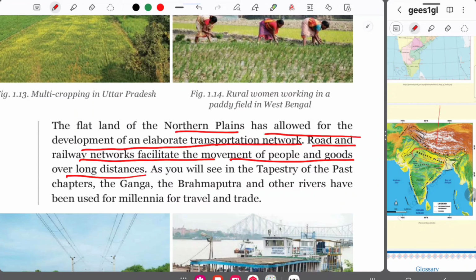So with the help of road and railway networks, there is easy movement of people. Not only movement of people, but movement of goods from one place to another place, that is what we call trading, isn't it.